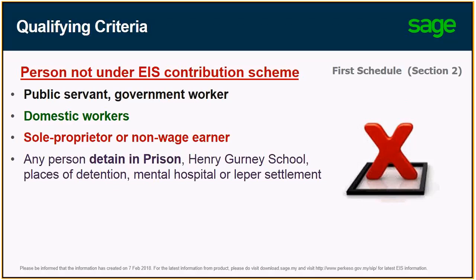Persons also not under the EIS contribution scheme would be public servants, government workers, and domestic workers, sole proprietors or non-wage earners, or any person detained in prison, approved school, places of detention, mental hospital, or leper settlements.